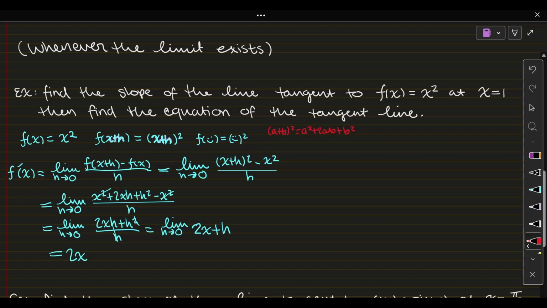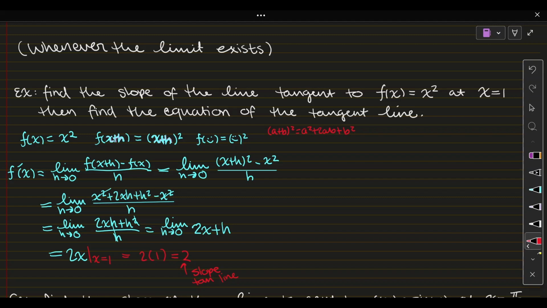Now, I want to find the derivative when x is equal to 1. So evaluating this when x is equal to 1 gives me 2 times 1, which is 2. And remember that this is the slope of the tangent line. Great. So we found our derivative, we found the slope of the tangent line. And the reason why we did all that algebra is because if you took h goes to 0 of this directly, you would get an indeterminate form, so we need to do a little bit of algebra to calculate this limit.